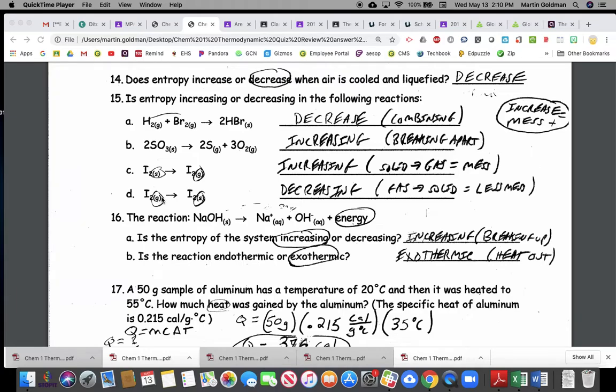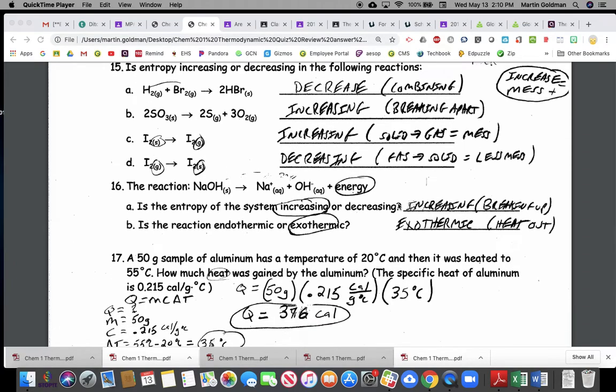So here we have gas to a solid. So we go from a gas to a solid. Now it's going the other way. So we're going from a mess to being organized. So the entropy, the messiness, is decreasing. Okay? So less mess, more mess. So that's the best way to tell: are you making a mess or not.